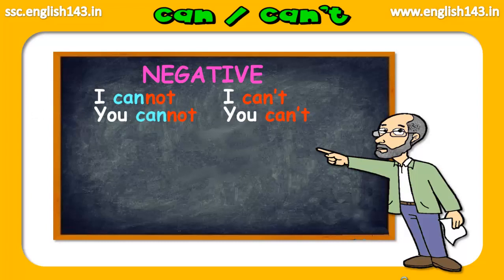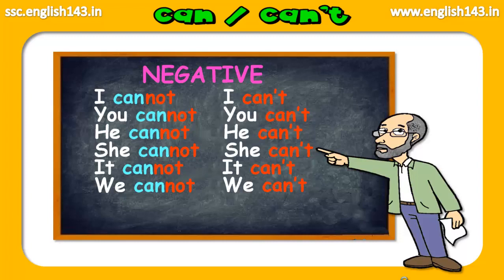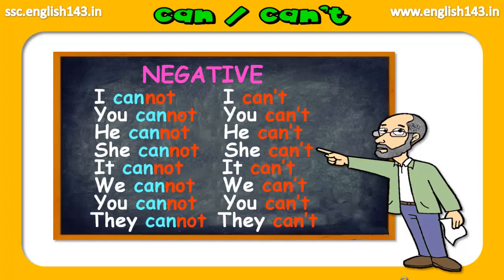You cannot, you can't. He cannot, he can't. She cannot, she can't. It cannot, it can't. We cannot, we can't. You cannot, you can't. They cannot, they can't. Both are correct, both are possible, but usually in spoken English we use contracted forms like I can't, you can't, he can't, she can't, it can't, we can't, you can't, they can't. All these mean they are not able to do something.